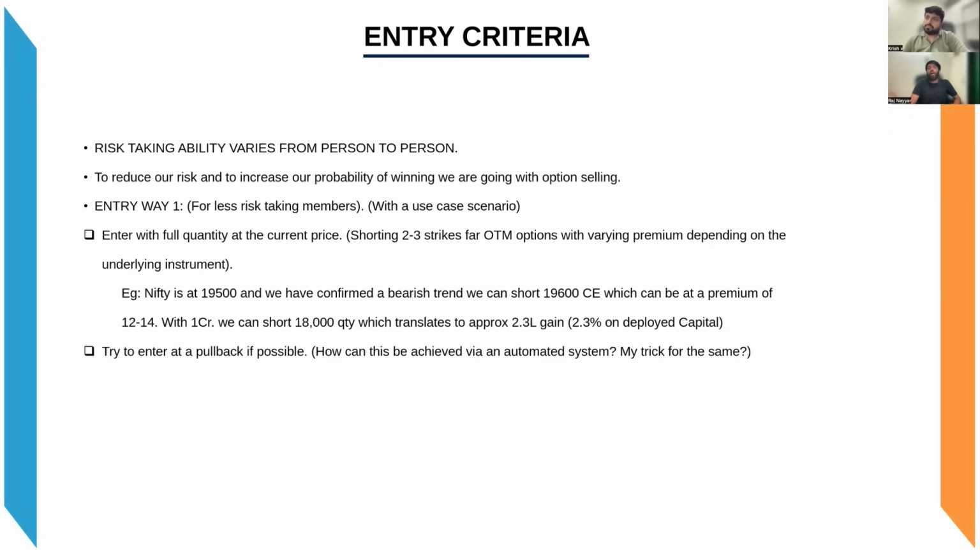So what I am currently doing to reduce our risk and increase our probability is, first of all, going with option selling. For the less risk-taking members, we will always stay out of the money, and that too by more than 2 to 3 strikes. Suppose Nifty is at 19,500, we can short 19,600 call options, and we have a bearish view that the market should fall below, and that will be in our favor. If we have shorted when Nifty was at 19,500, for us to lose, Nifty should cross 19,600 by the end of the day, right? For that, it will have to breach three strikes: 19,500, 19,550, and 19,600. These three strikes will have to be breached, and only then can we lose.